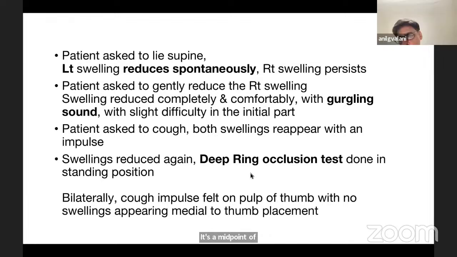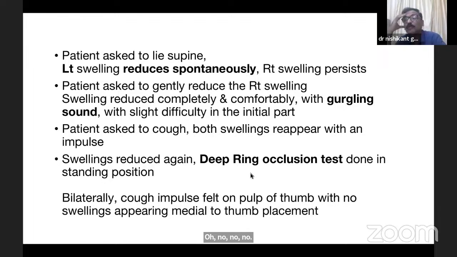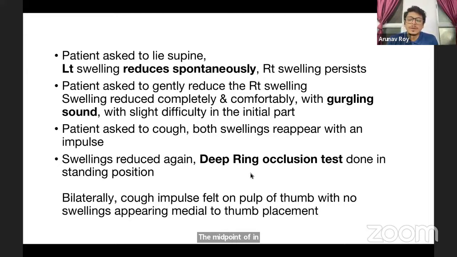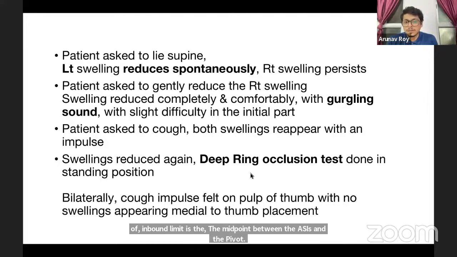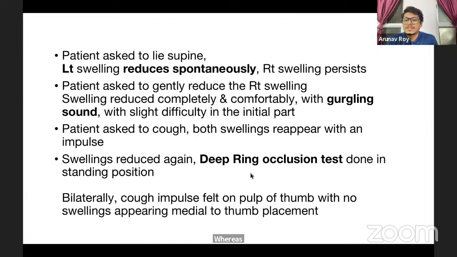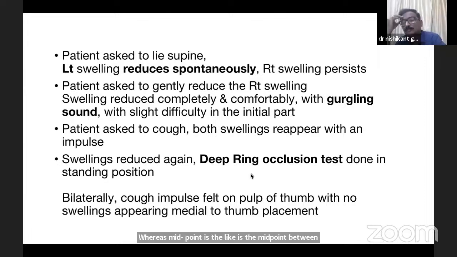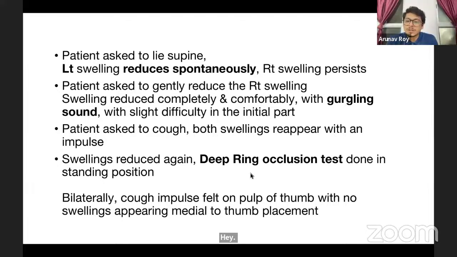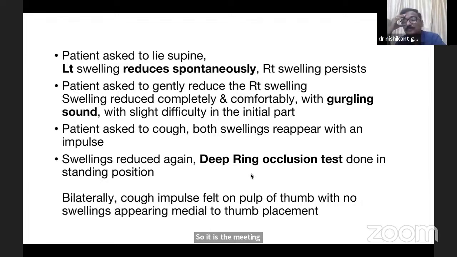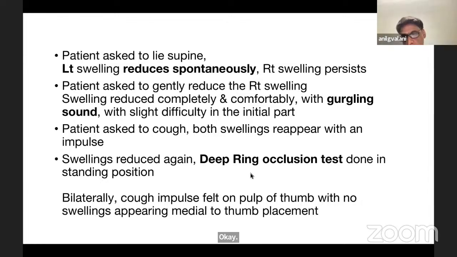Oh, no. What is the difference between mid-inguinal point and midpoint of inguinal ligament? The midpoint of inguinal ligament is the midpoint between the ASIS and the pubic tubercle, whereas mid-inguinal point is the midpoint between the ASIS and the pubic symphysis. So the other one is more important. So deep inguinal ring is at which point? It is at the mid-inguinal point. Not midpoint of inguinal ligament, no? No, sir. Which one is correct? Mid-inguinal point.